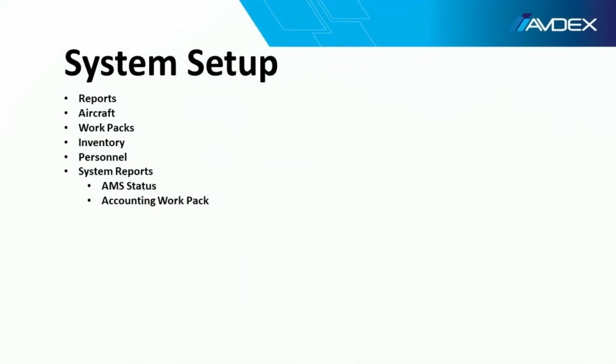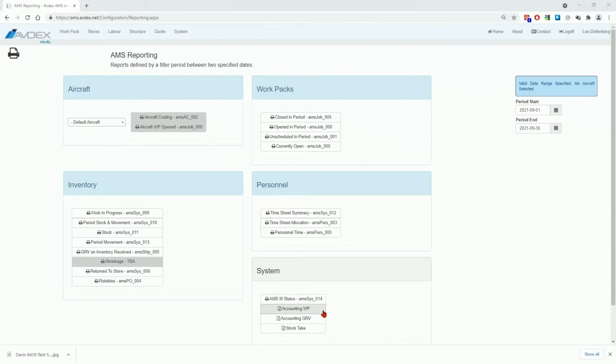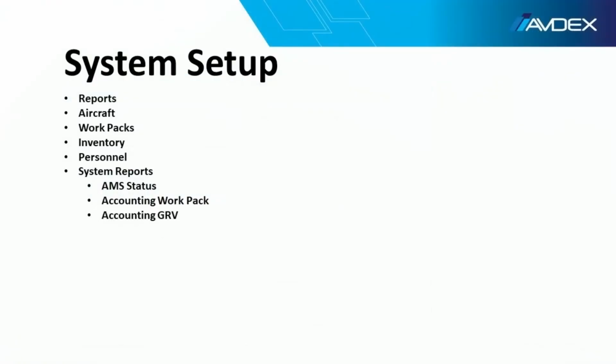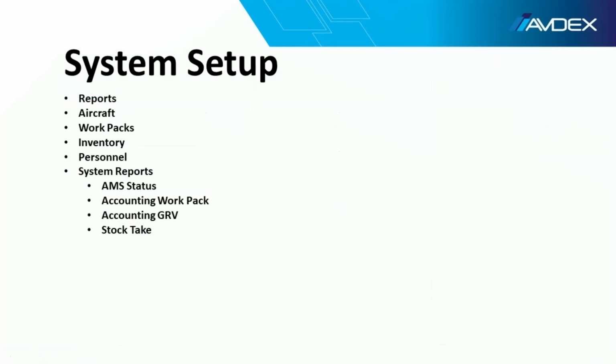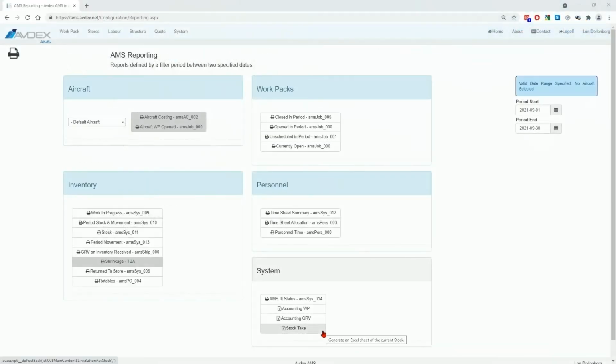Accounting workpack. Generate an Excel sheet of closed workpack transactions in the filtered period. Accounting GRV. Generate an Excel sheet of GRV transactions in the filtered period. Stock take. Generate an Excel sheet of current stock.